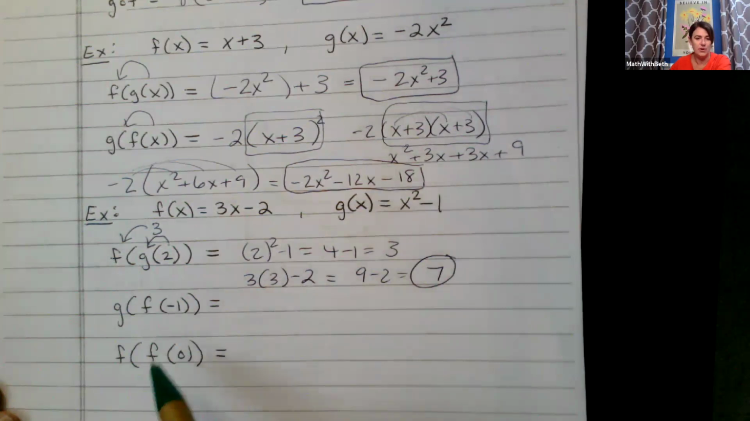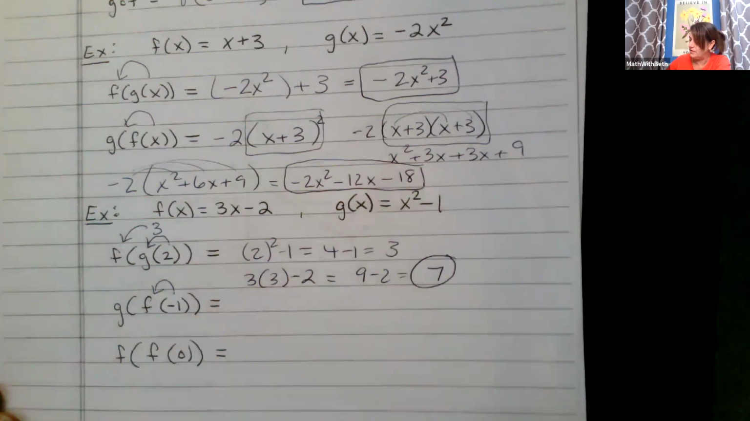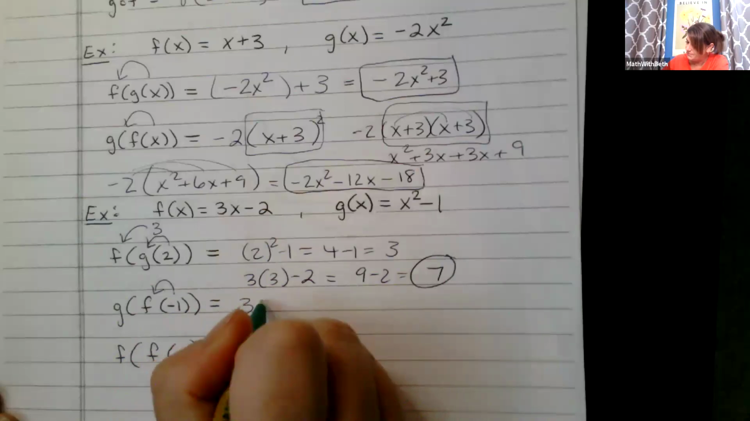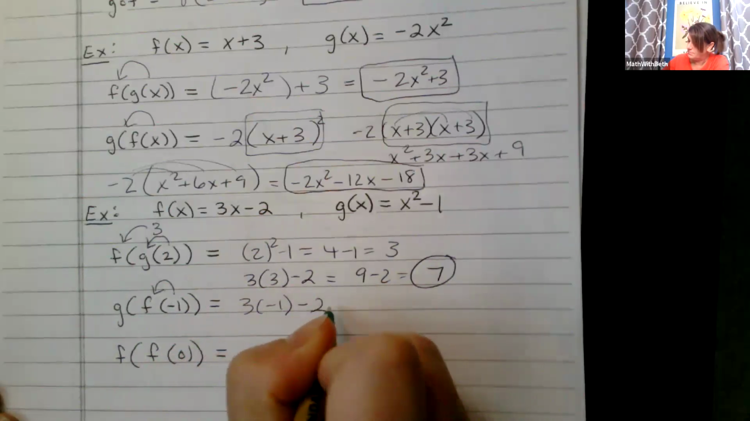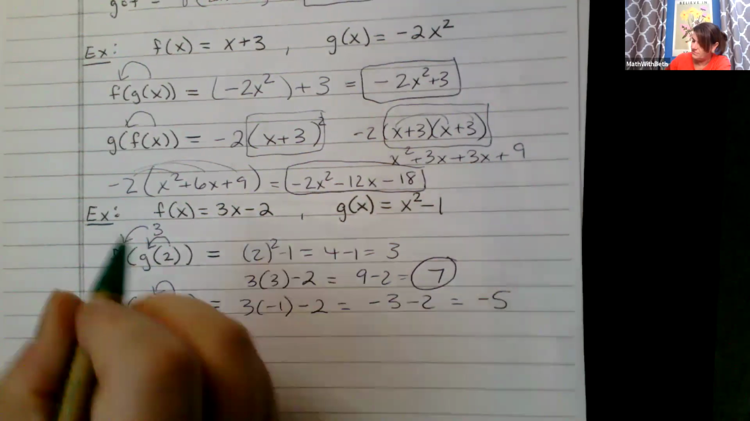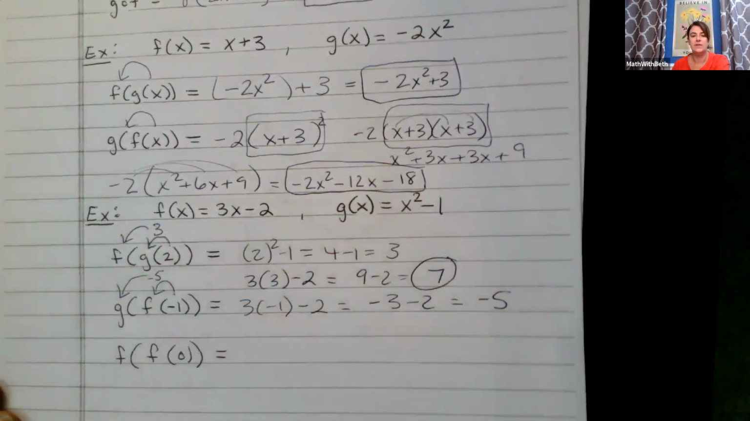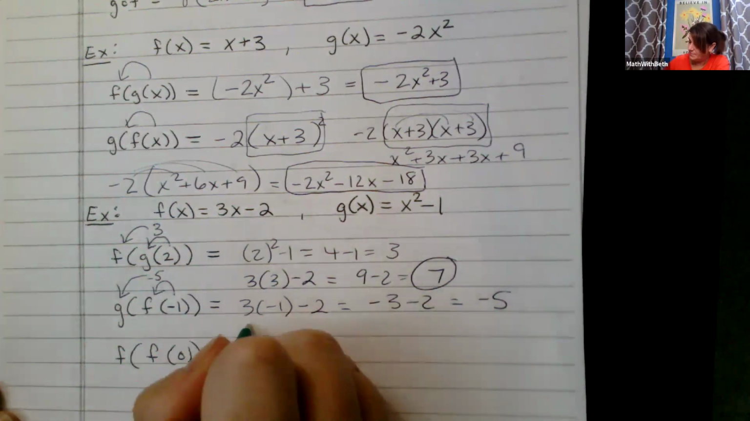So if you think you get that, you can pause this and try these, but I'm going to plug -1 into the f, which gives me -5. So now I'm going to take -5 and plug it into the g.